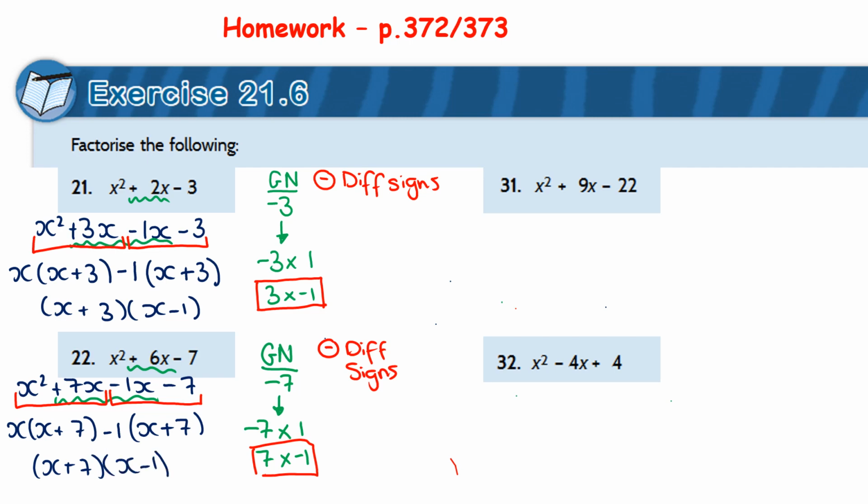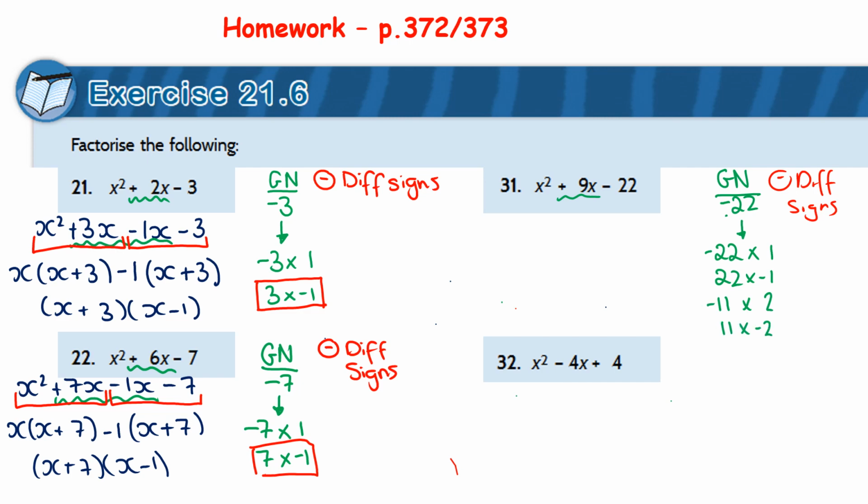So question 31, guide number here is minus 22. And again, we have minus, so that is different signs. So we need to work out all of these factors. We wanted to add to plus 9x. So we can have 22 and 1. So that could be minus 22 by 1 or 22 by minus 1. We could then have 11 by 2. So minus 11 by 2 or 11 by minus 2. And after that, nope, that's it. So the one that works for us is going to be 11 subtract 2.